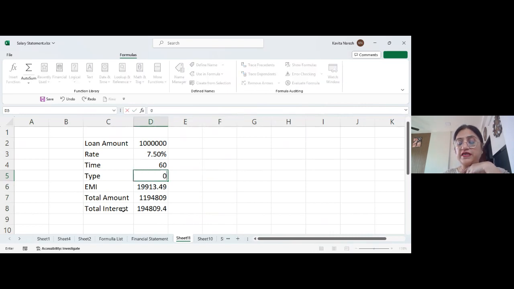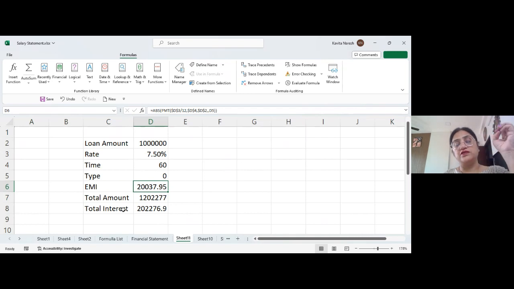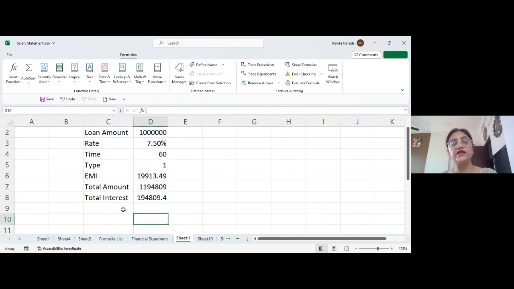Now suppose I am changing here. Instead of 1, I am typing here 0. See, now EMI will be increased by around 150 or 200, and interest will be increased. But if you are taking 1, then interest is decreased by around 6,000 and EMI is decreased by around 150. Got it? Same thing you can create.